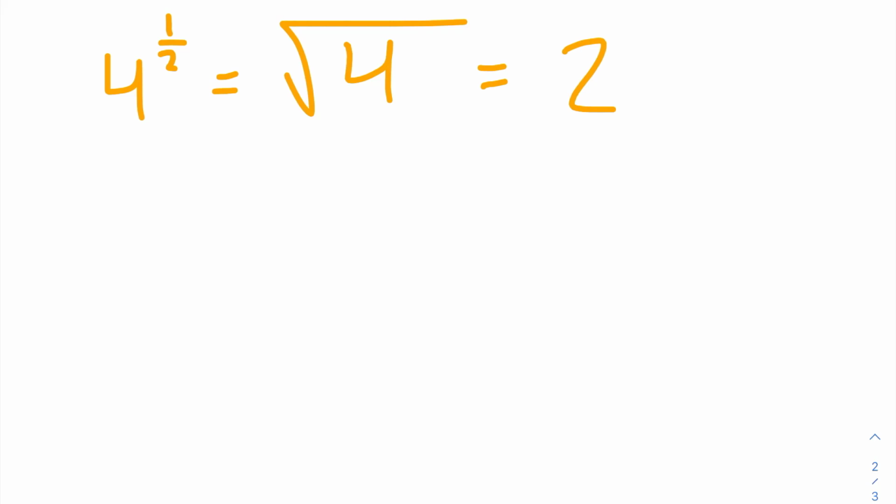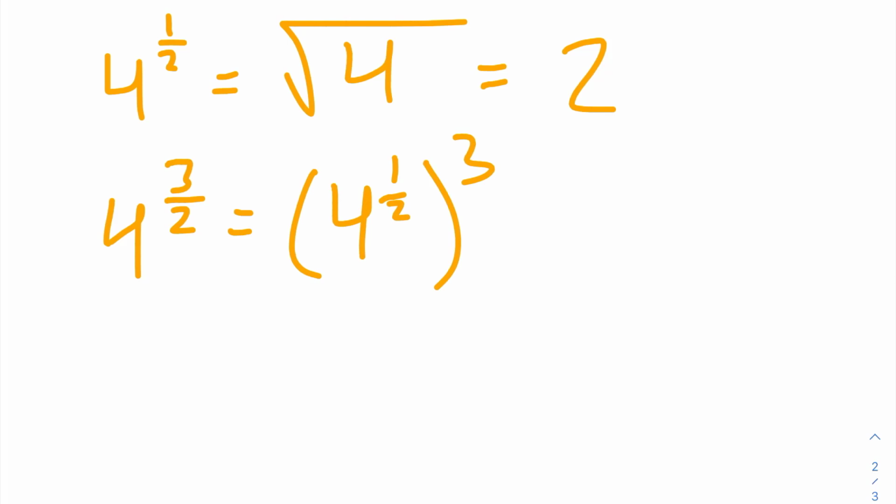Now what if I asked for 4 to the power of 3/2? Now this is a bit trickier, but we can do this by splitting this fraction up. We can do that by taking 4 to the power of 1/2, to the power of 3, because this right here would be the same thing as 4 to the power of 1/2 times 3, which is 4 to the power of 3 over 2. So we found out that 4 to the power of 1/2 is equal to 2, so we get 2 to the power of 3, which is equal to 8.